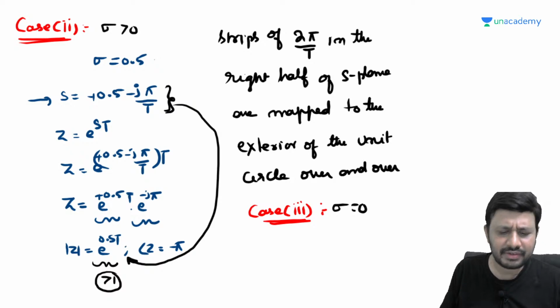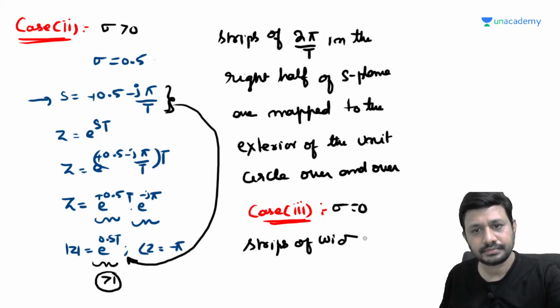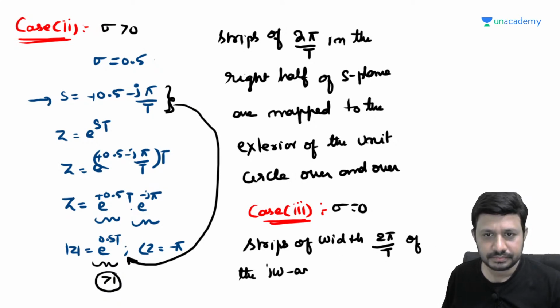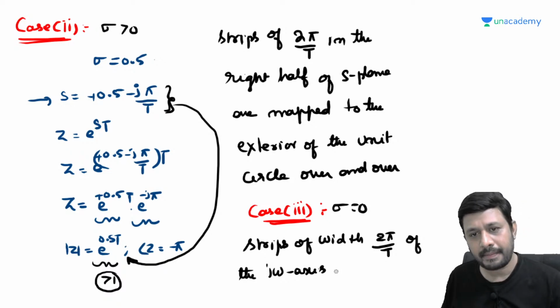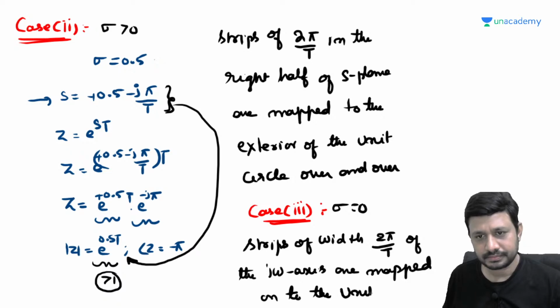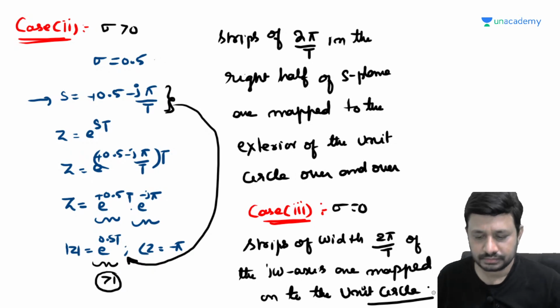So for case 3, I am directly giving the statement: strips of width 2 pi by T of the j omega axis are mapped onto the unit circle. Hope this is clear.